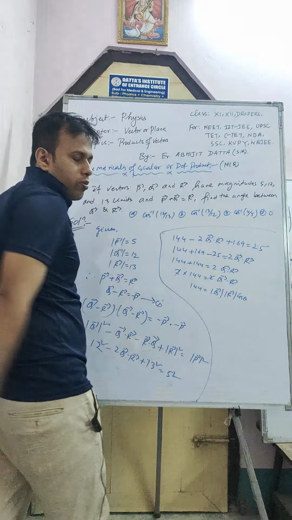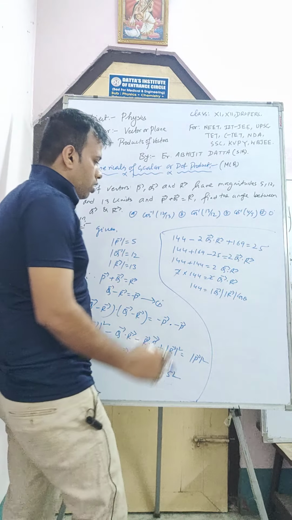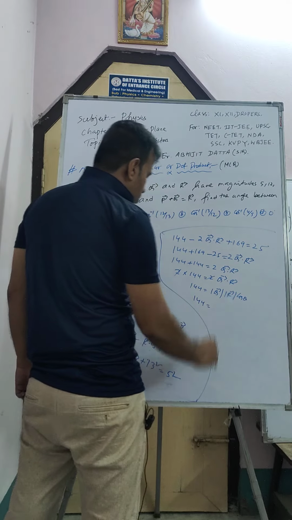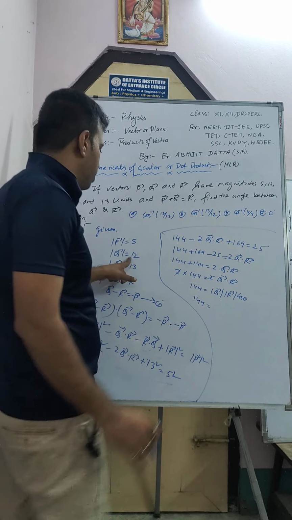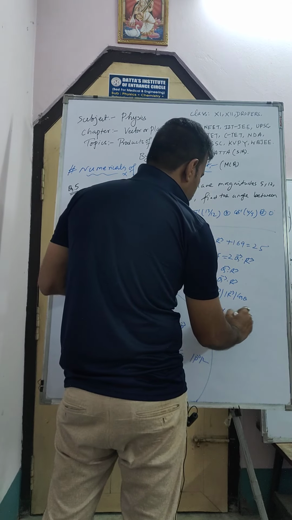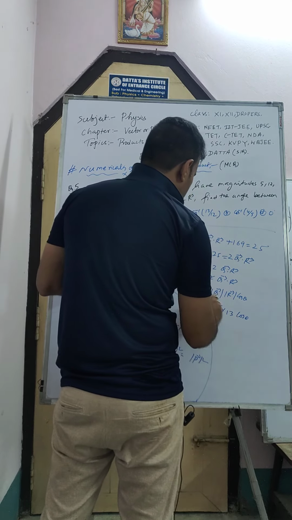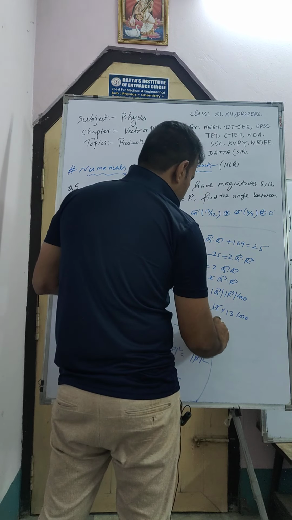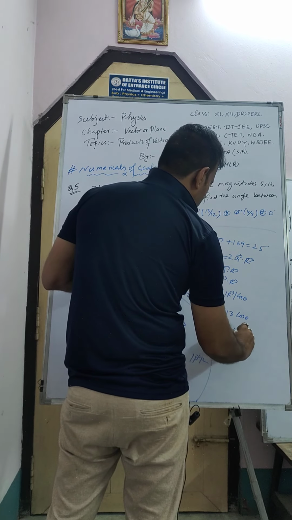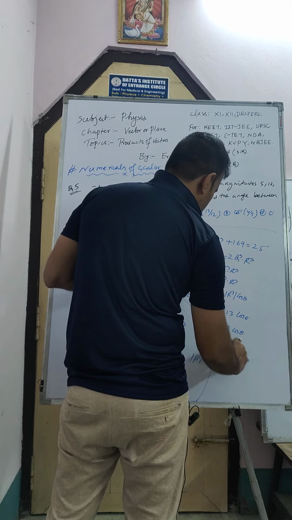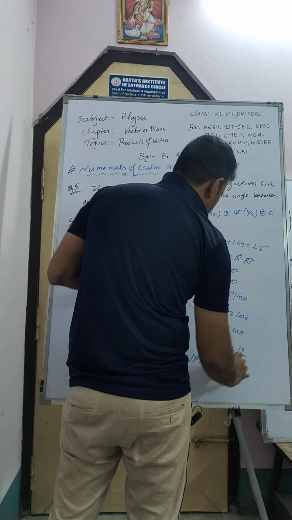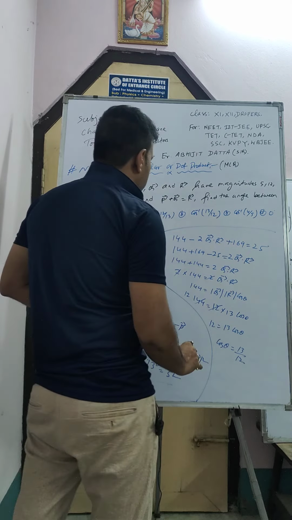I just applied the formula for q dot r. So now 144, mod q is what? Mod q is 12, isn't it? It will be 12 into 13 into cos theta. If you cut this by this, it will be 12 again. So 12 equals 13 cos theta. So cos theta equals 12 by 13.